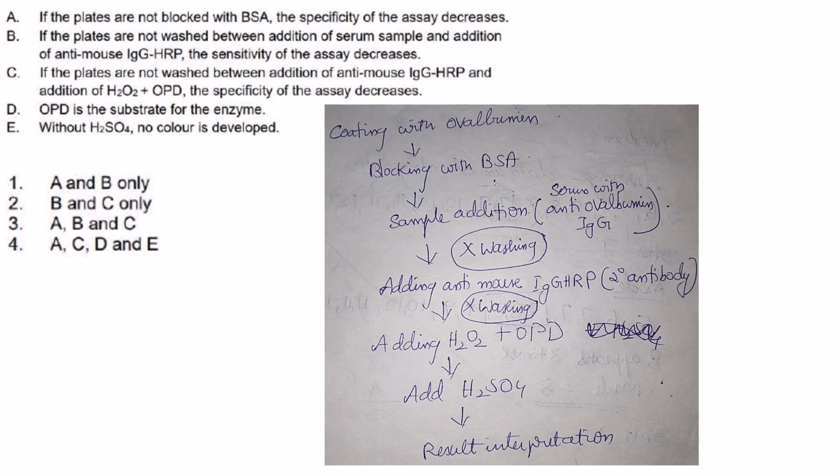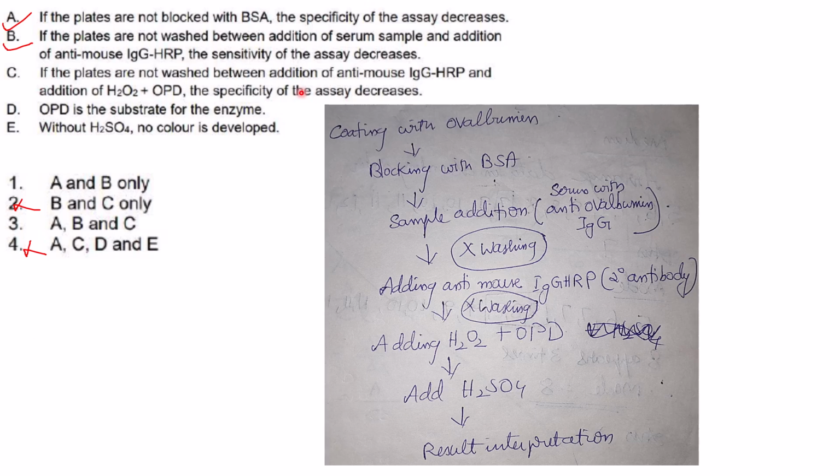So A is correct as well as B is correct. So A correct, B correct, so 2 gone. Others we have to see. B, here they have not mentioned B, so that is also not correct. Okay, now see the others.